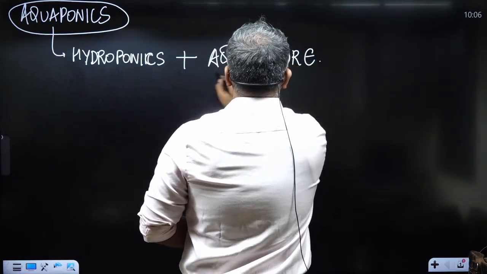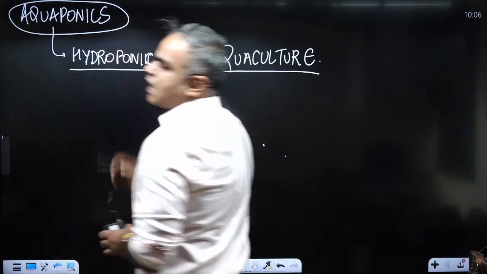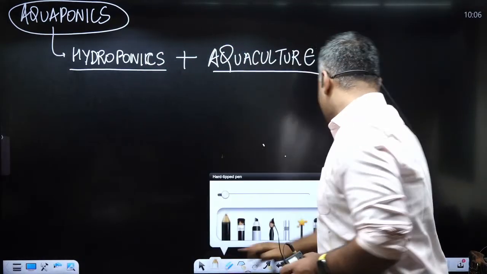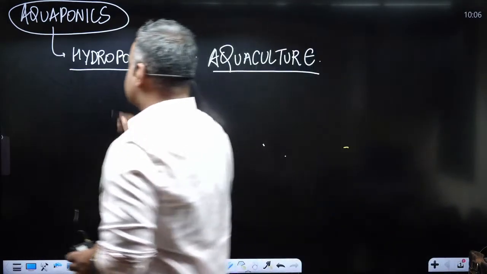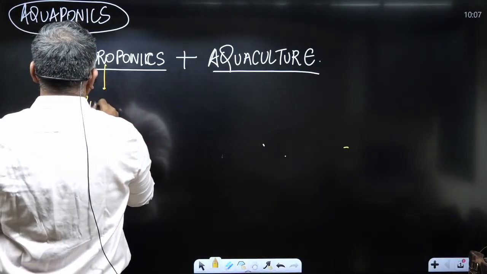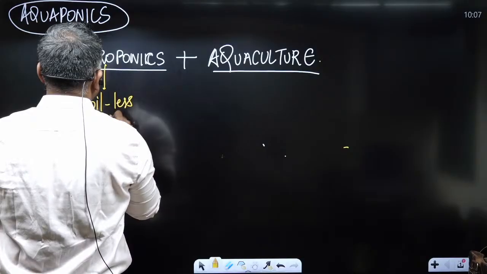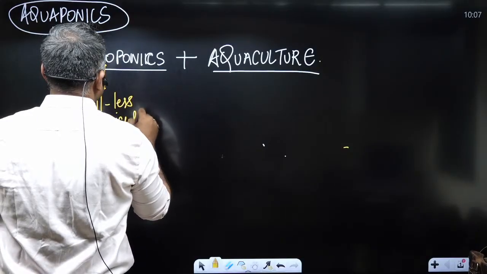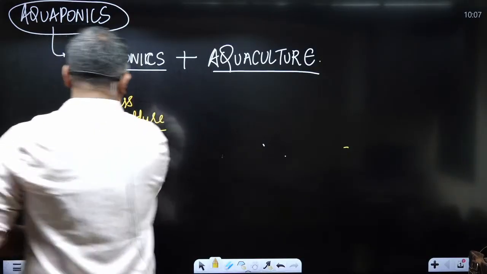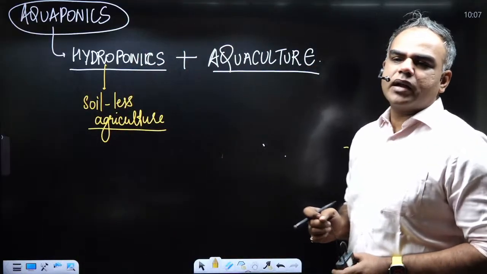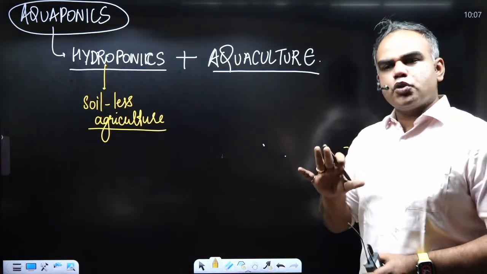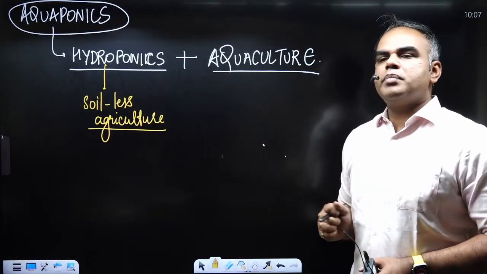Now, this word is made of two terms: hydroponics and aquaculture. Now, what happens in hydroponics? Hydroponics is known as soil-less agriculture. Without soil, you are growing the plants.